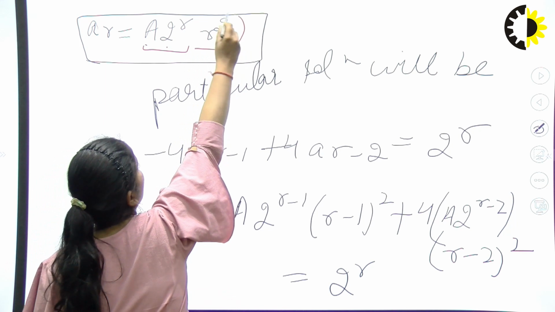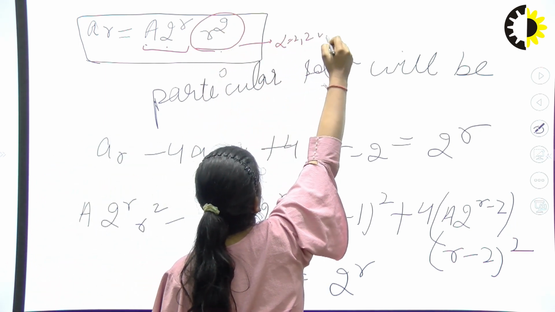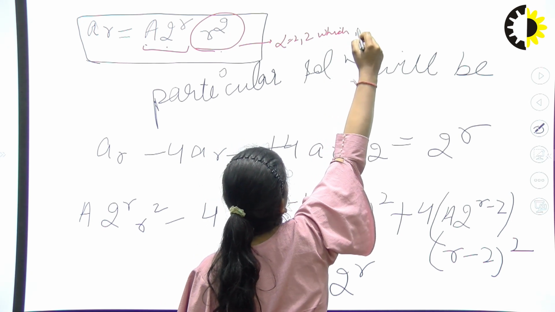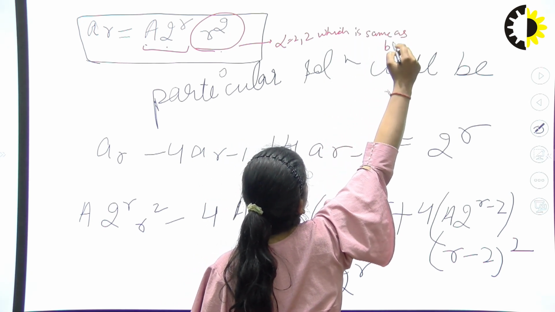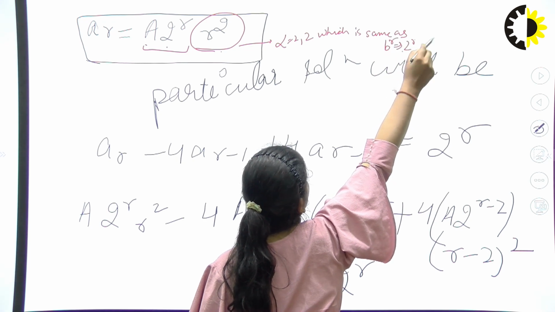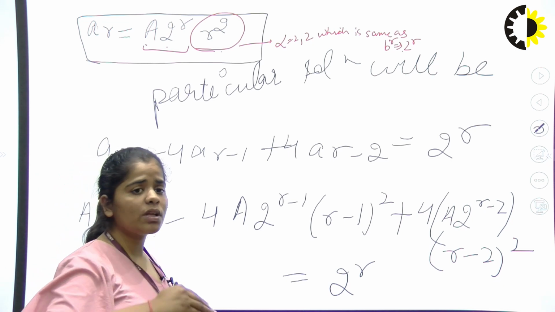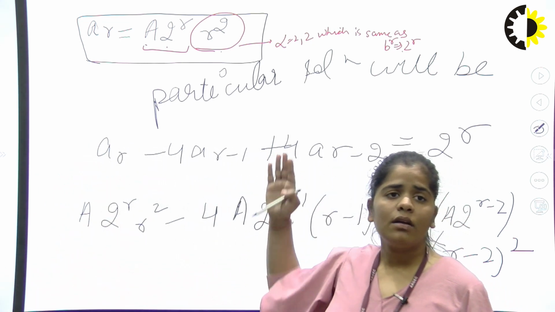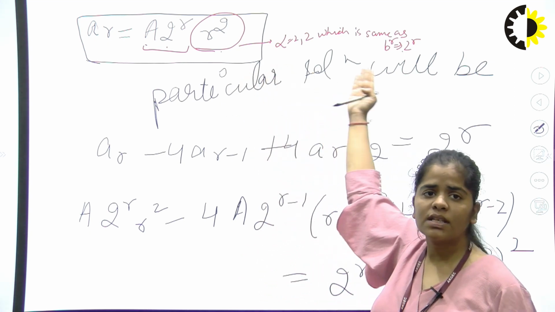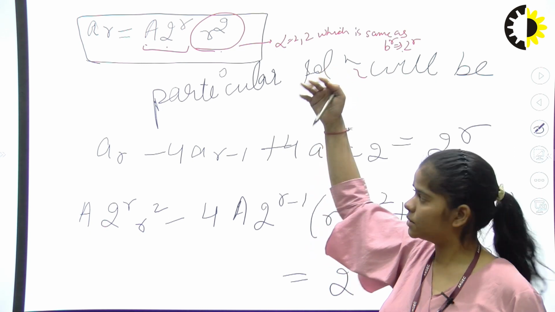So we are using r square as we have alpha equal to 2 comma 2, which is the same as b to the power r, that is equal to 2 to the power r. And the multiplicity means r to the power of the multiplicity, which is the number of roots matched with this value. This is the multiplicity basically. This is the important concept here, right?